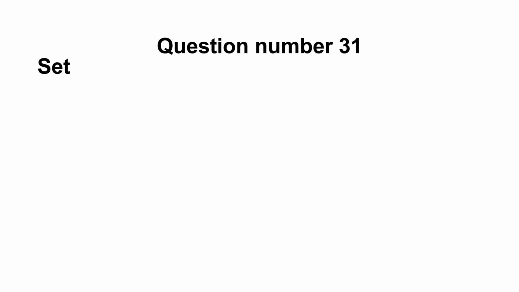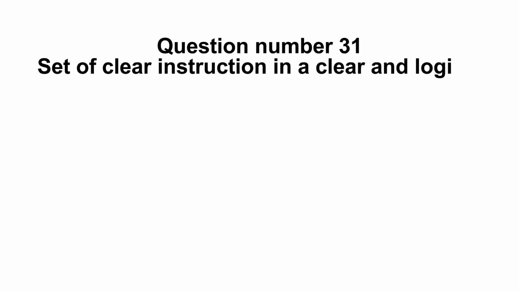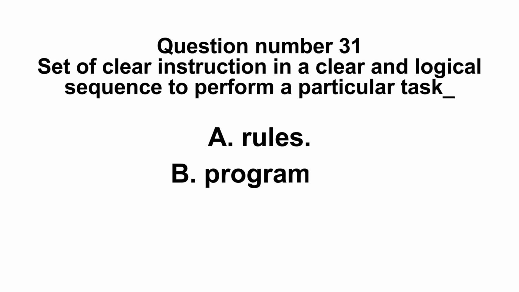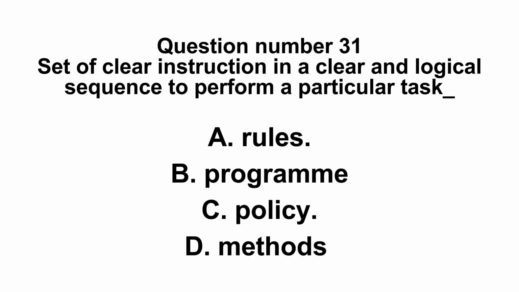Question number 31. Set of clear instructions in a clear and logical sequence to perform a particular task. A. Rules. B. Program. C. Policy. D. Methods. And the correct answer is B.